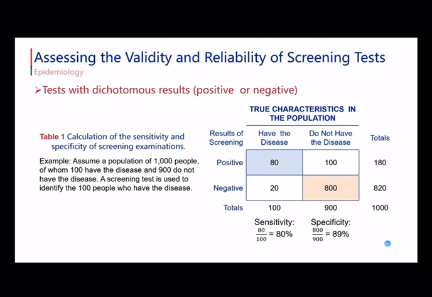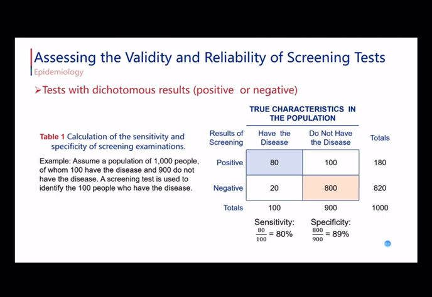First, how good was the test in correctly identifying those who had the disease? Table 1 indicates that of the 100 people with the disease, 80 were correctly identified as positive by the test, and a positive identification was missed in 20. Thus, the sensitivity of the test, which is defined as the proportion of diseased people who were correctly identified as positive by the test, is 80/100 or 80%.